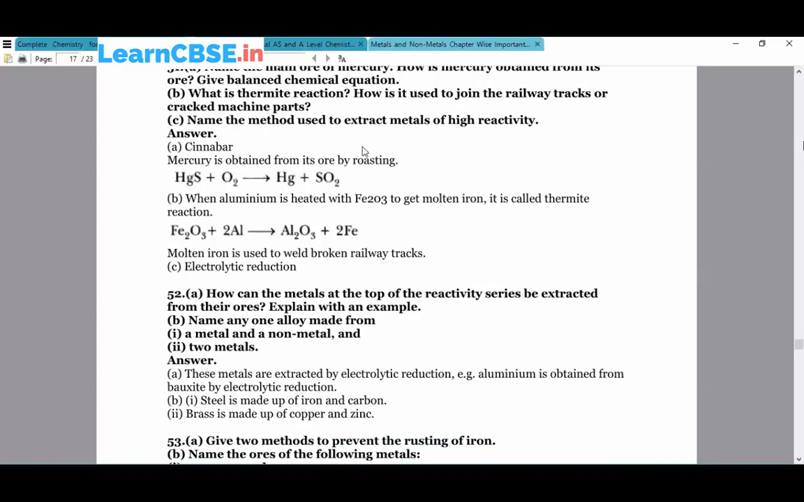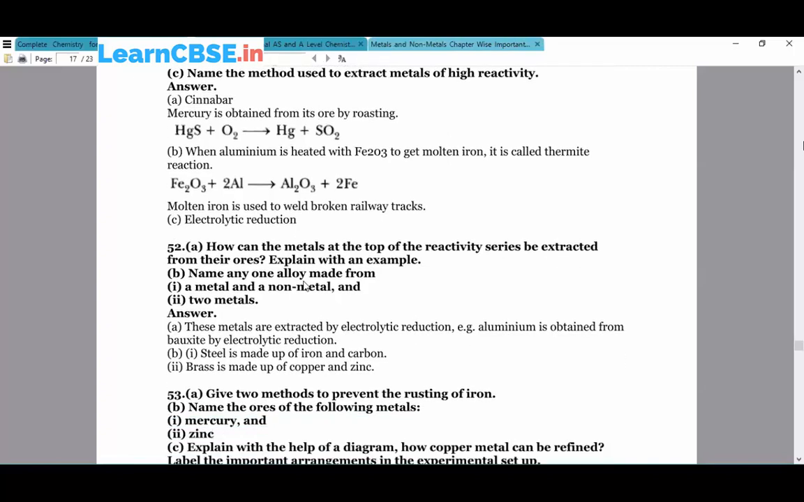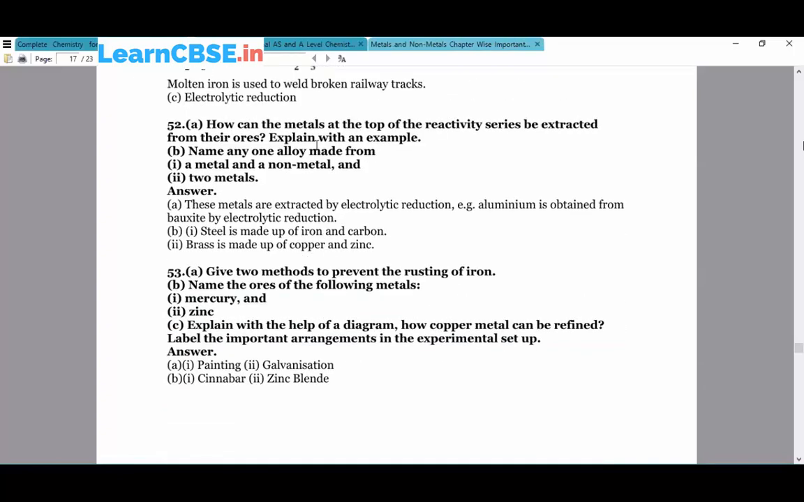Name the method used to extract the metals of high reactivity. So electrolytic reduction. How can the metals at the top of the reactivity series be extracted from their ores? Explain with an example. So these metals are extracted by electrolytic reduction. Example, aluminium is obtained from bauxite by electrolytic reduction.